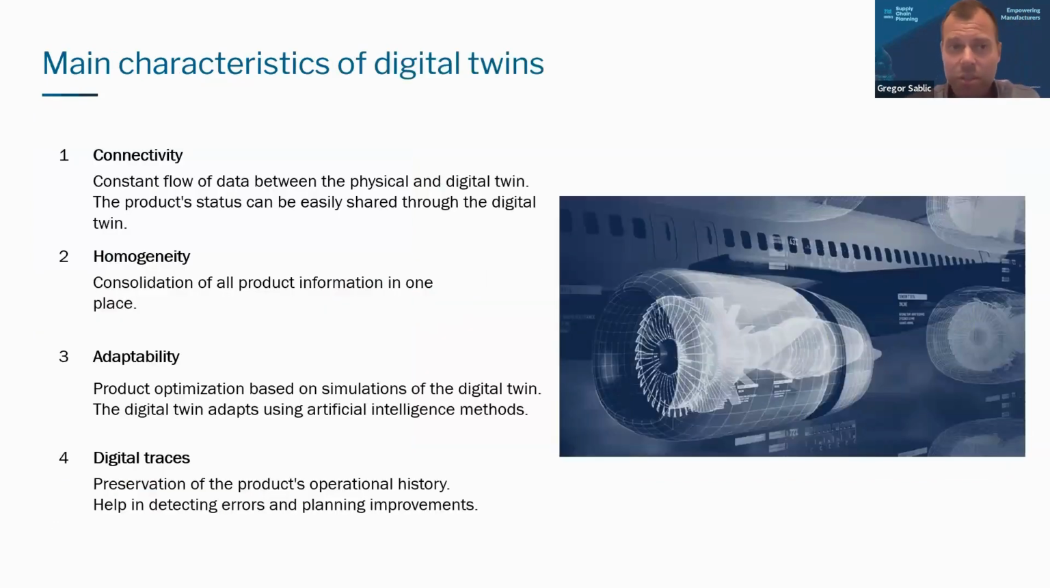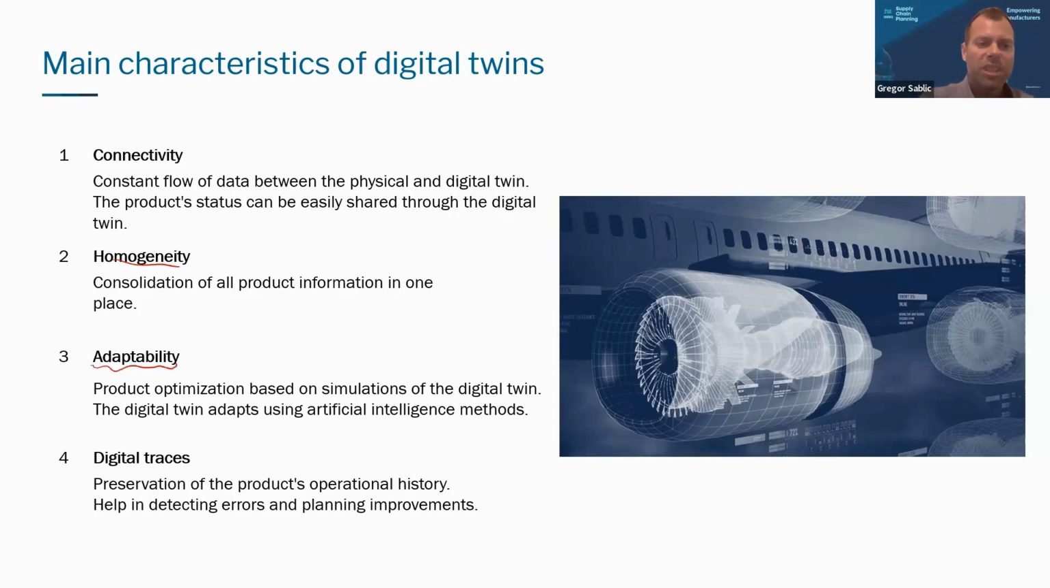The main characteristics of a digital twin are, in the first place, connectivity. So it enables a constant flow of data between the physical world and, let's say, the virtual world or digital twin world, and the product status can be easily shared through the digital twin. The homogeneity part is the consolidation of all product information in one place, so that the intention is that we really have all information, and as accurate as possible, in one place.